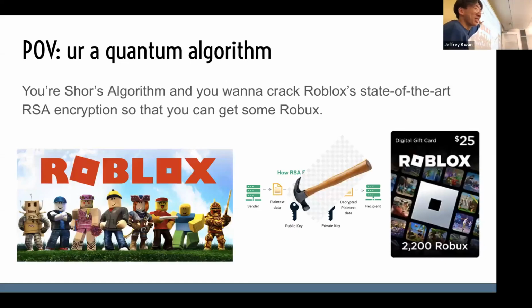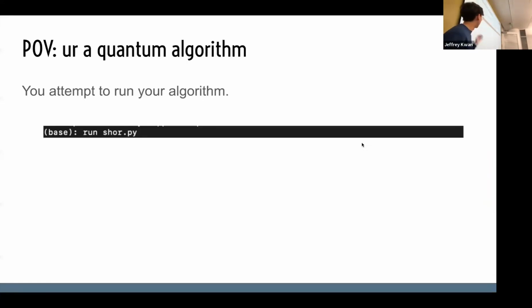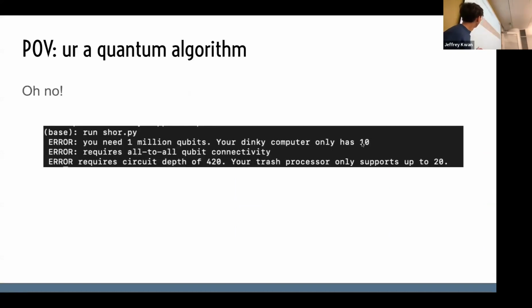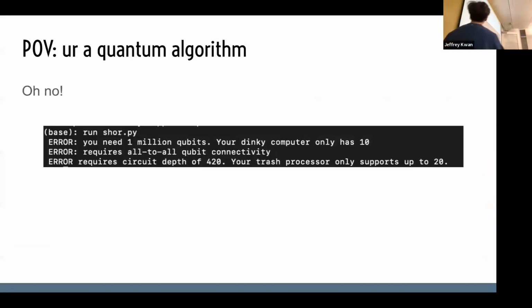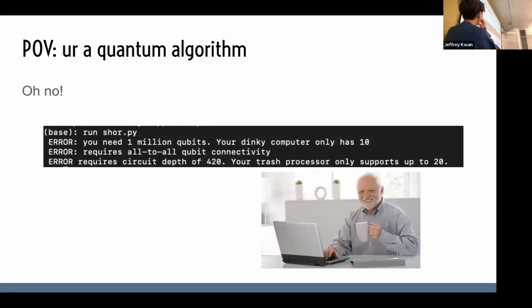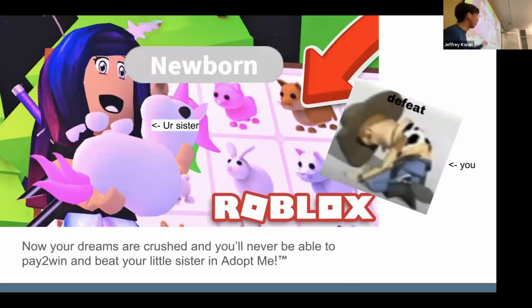So imagine you were Shor's algorithm, and you wanted to get some Robux, and you have to do so by cracking Roblox's very nice RSA encryption, right? So you try to run Shor's algorithm. What's RSA encryption? I told you earlier. It's the thing where you factor numbers. Oh, okay. Yeah. You thought you got me there? No. So your computer wants to complain, right? Basically, we can't run this because you need so many qubits, and you also need a very, very big algorithm. So now your dreams are crushed, and you'll never be able to beat your sister. Unfortunate.